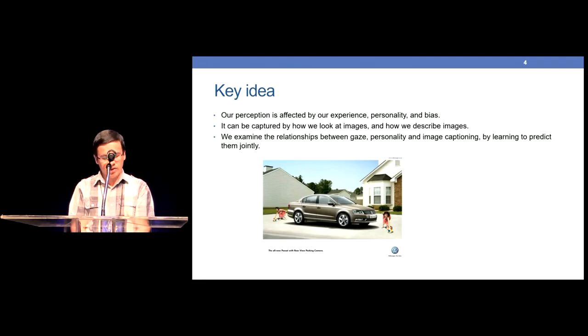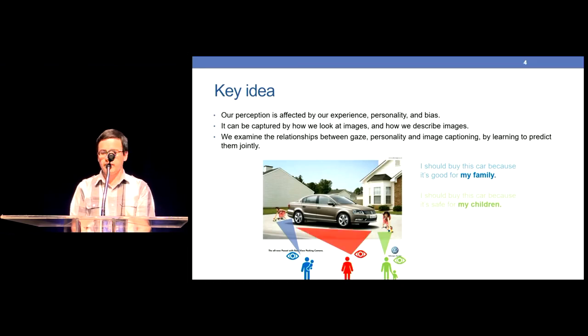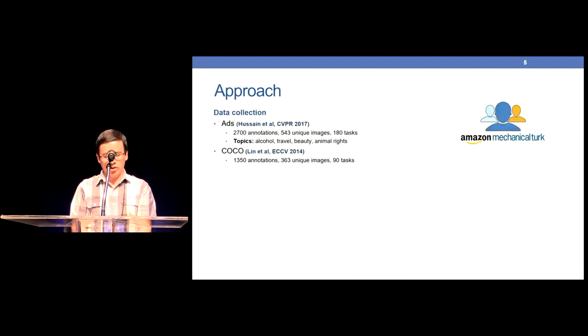For example, in this advertisement, 2 annotators focus on the children, and they write, I should buy this car because it's good for my family, or because it is safe for my children. In contrast, a third viewer focuses on the style of the car, and her annotation is, I should buy this car because it's elegant. We hypothesize these differences in annotations correlate with personality and experiences. We first collect caption and gaze data along with responses to personality surveys for images in 2 datasets, our ads dataset and COCO. These annotations are available on our website.